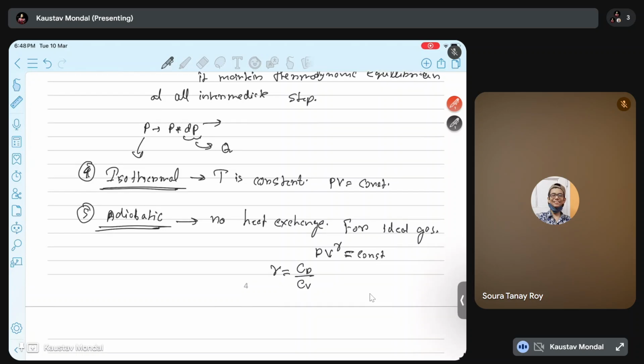And there is another process. If gamma is greater than 1, in that case this kind of process has a name, known as the polytropic process, or polytrope. Polytropic process in general if gamma is greater than 1.